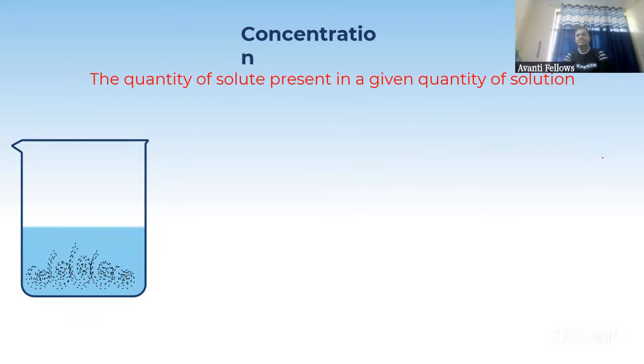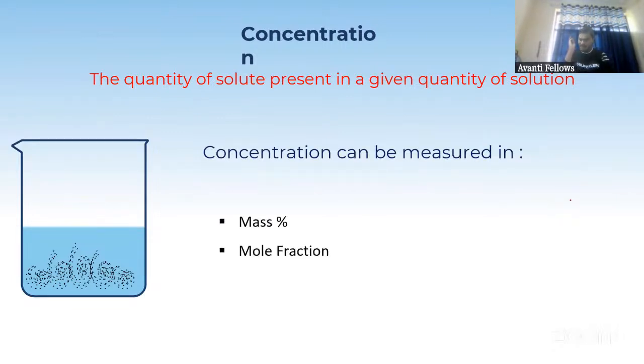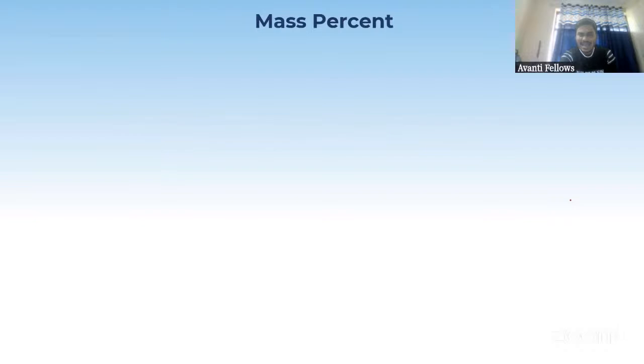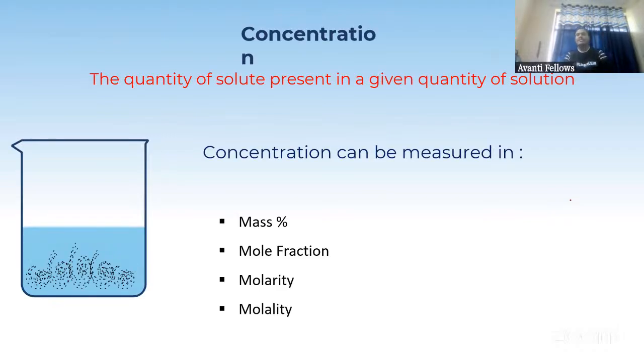Because for finding concentration, we are using different methods. But actually, what is concentration if someone asks? You can say the quantity of solute present in a given quantity of solution is called concentration. That is, concentration can be measured in mass percentage, mole fraction, molarity, molality, and so on, right? So these are all the terms in which you measure the concentration, right? So if someone asks what is concentration, then how will you define it? It is the quantity of solute present in a given quantity of solution.